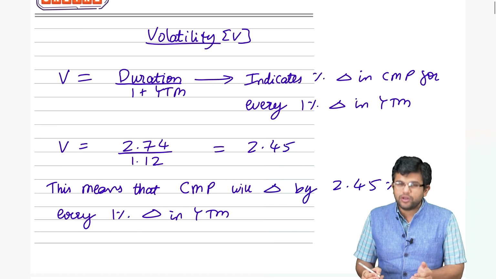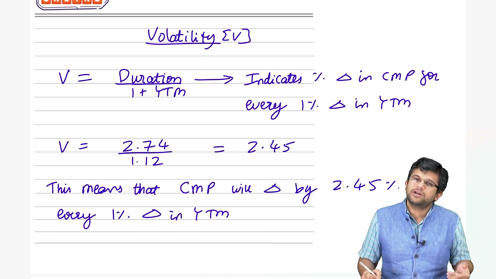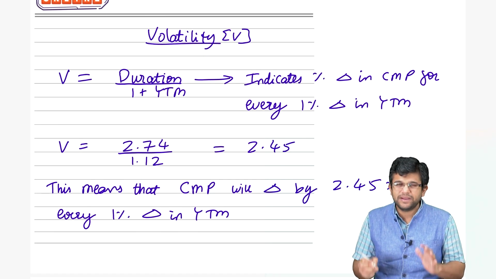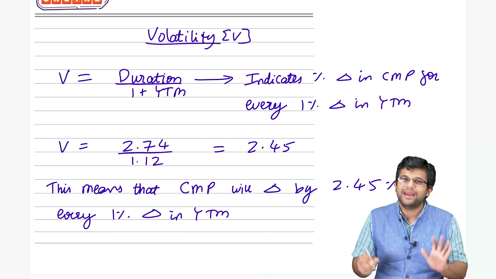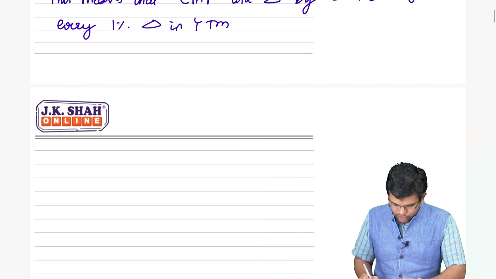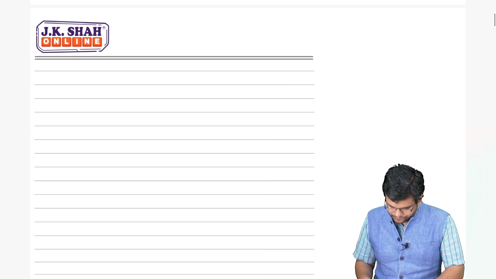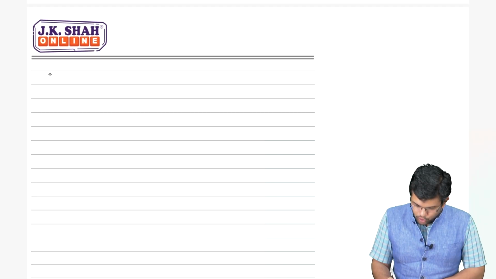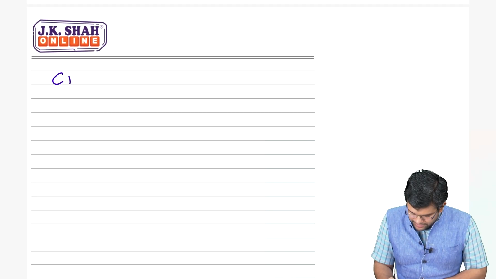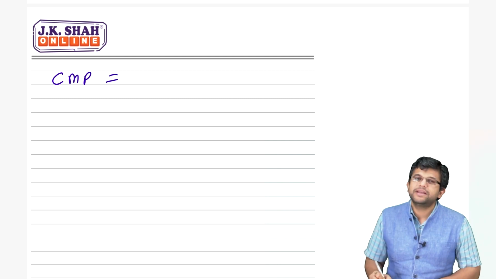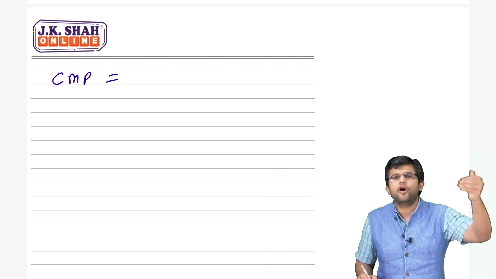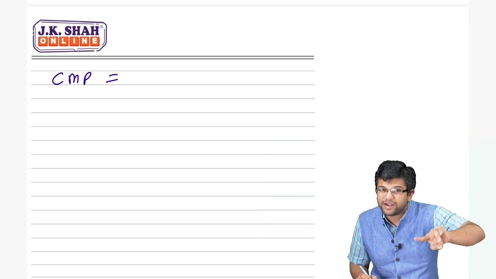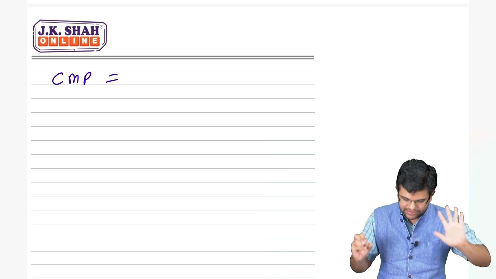Now children, let us understand the derivation of volatility. Very interesting it is. Please be very, very attentive. Okay, let's start. So children, see, you all know that the current market price of a bond is nothing but the present value of all future cash inflows discounted at the rate YTM. Do you remember this? Great.